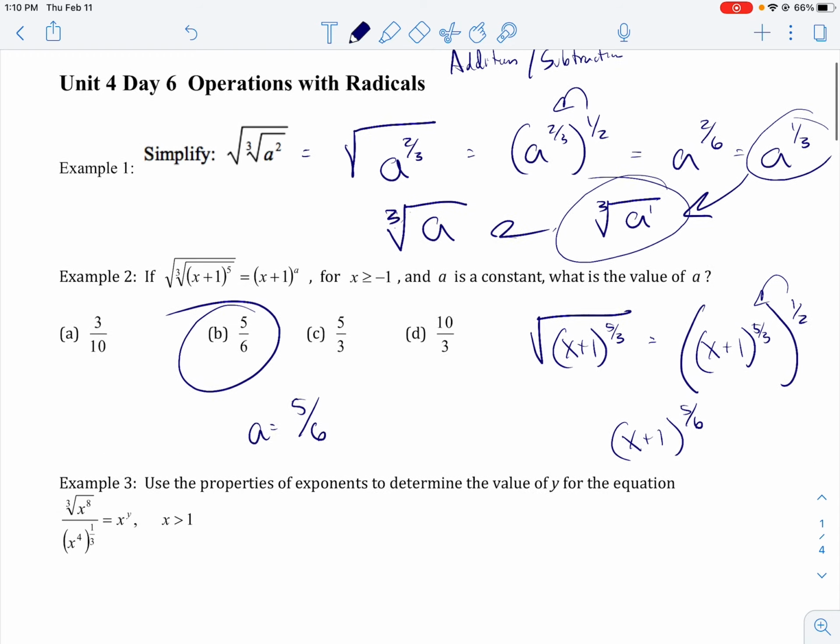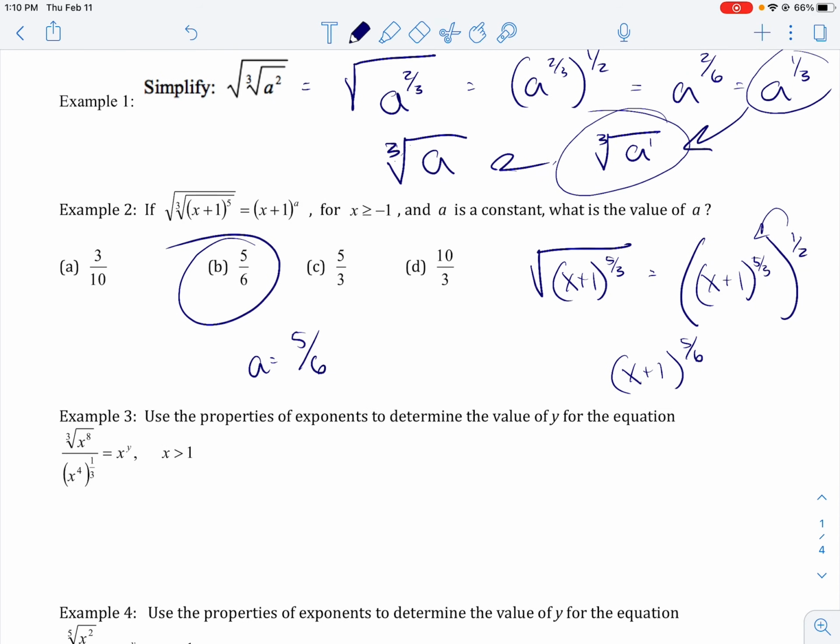Let's take a look at number 3. All right, use the properties of exponents to determine the value of y. All right, so again, just like we were doing up above, we're just trying to find the value of that exponent. So what we're going to have to do first is we're going to have to adjust these guys. We're going to have x to the 8/3 all over. I'm going to multiply that power through, so I'm going to get x to the 4/3. Okay.